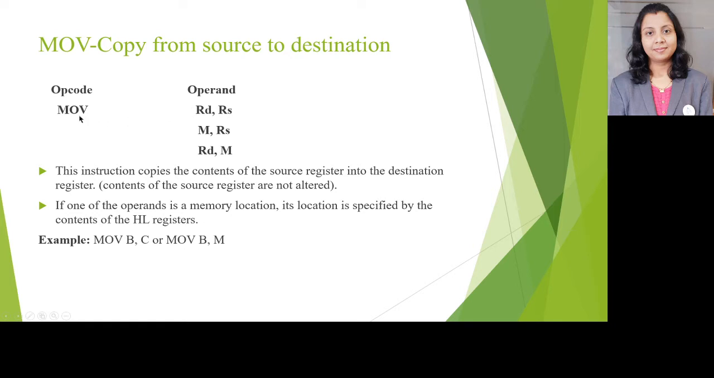Here you can see MOV Rd, Rs means the contents of the source register are transferred to the destination register. The examples of MOV are MOV B, C. That means the contents of the C register are transferred to the B register. Similarly, MOV B, M means what? The contents of memory are moved to the B register.